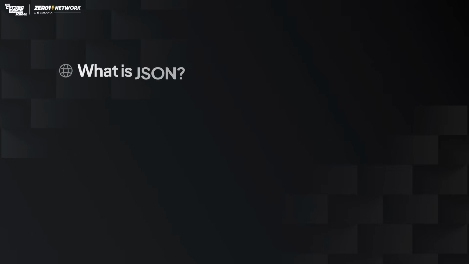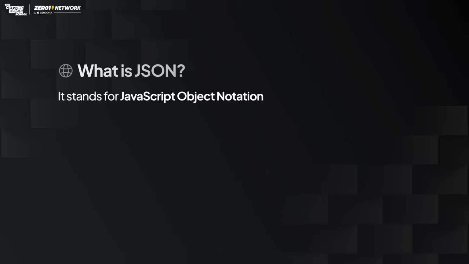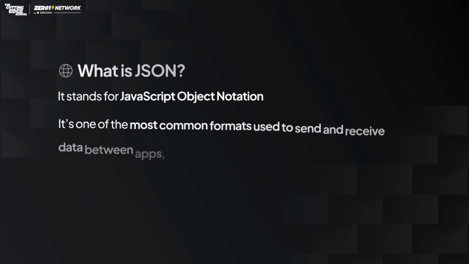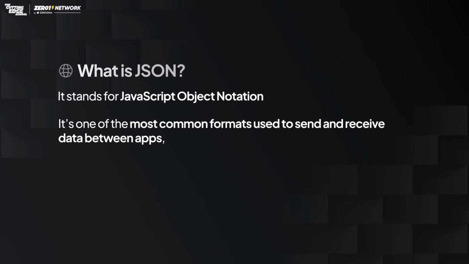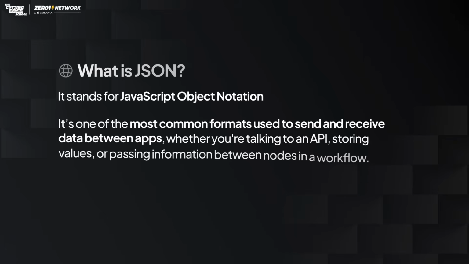Now, I'm pretty sure you're confused. You're probably wondering, Ansh, what is JSON? Now, the full form of JSON is JavaScript Object Notation. It is one of the most common formats used to send and receive data between applications. So whether you're talking to an API or storing values or passing information between nodes, all of this can happen very smoothly with a JSON.